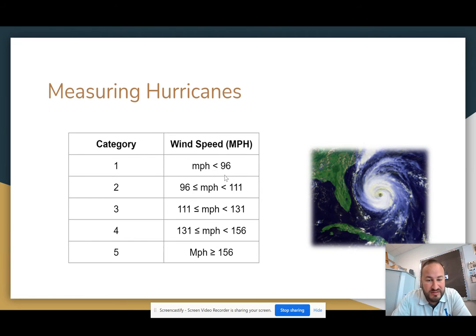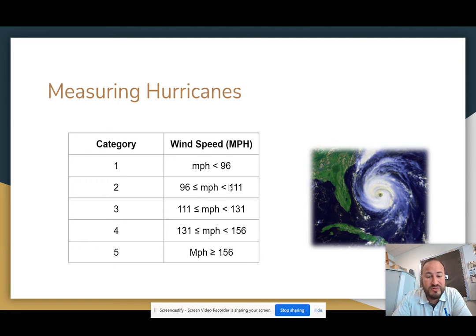And take a look at this chart right there. Category 1 is anything that's less than 96 miles per hour. Notice how it's not including 96, because as soon as you get to 96, now that is a category 2 hurricane. So 95.9 miles per hour is still category 1, but 96 miles per hour, that's category 2.